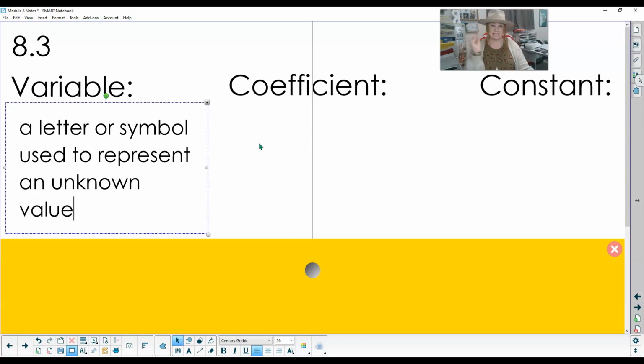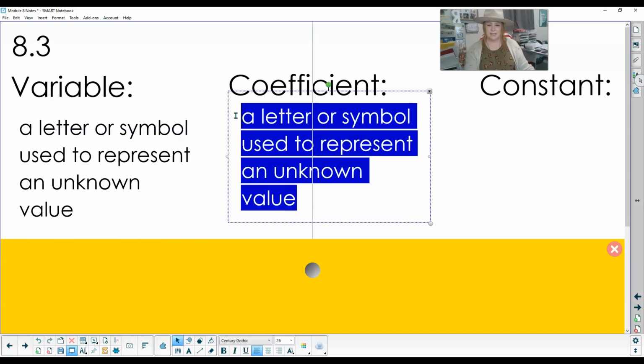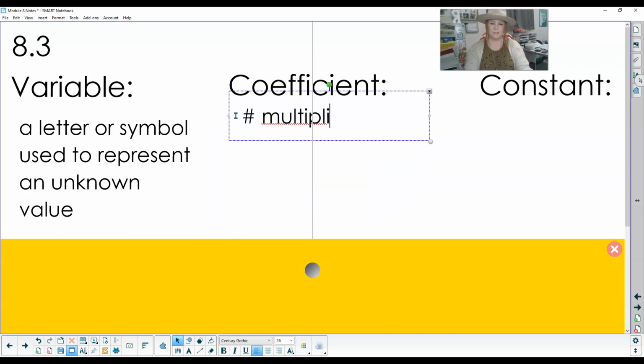So like when we had 6D, that number in front of the variable is called the coefficient. Co kind of means, like you're a co-captain, your partners, your team. So those are a team working together. It says this many groups of the variable, and you always put that coefficient in the front. So a coefficient is the number multiplied by the variable.